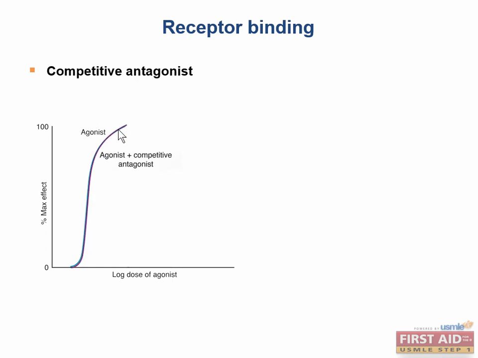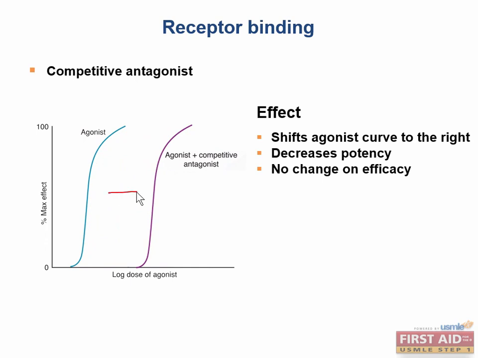So now we can draw in a competitive antagonist. You can see the effect of the competitive antagonist is going to be to shift the curve to the right, which actually represents a decrease in potency with no change in efficacy. I'll say that again. We see that when we add a competitive antagonist, there will be a decrease in potency with no change in efficacy.